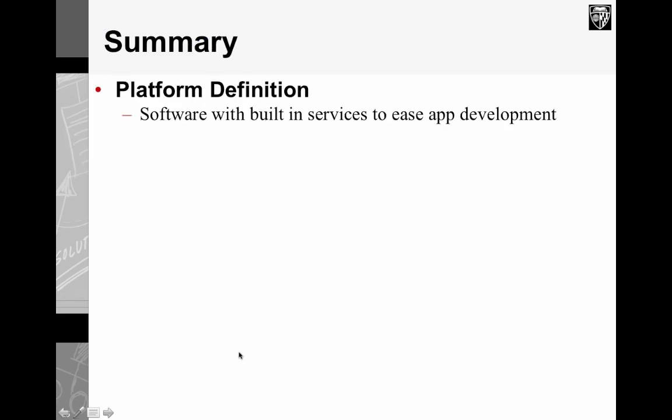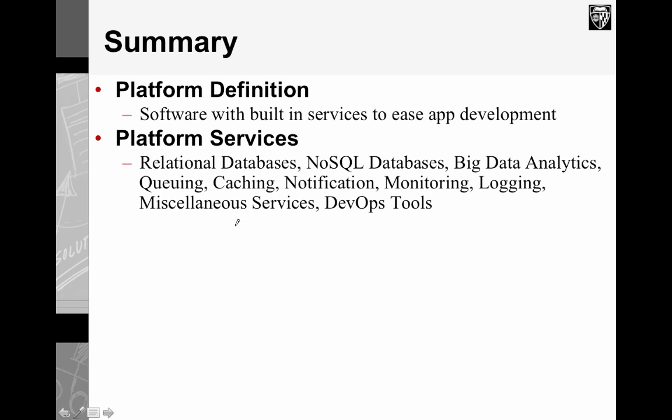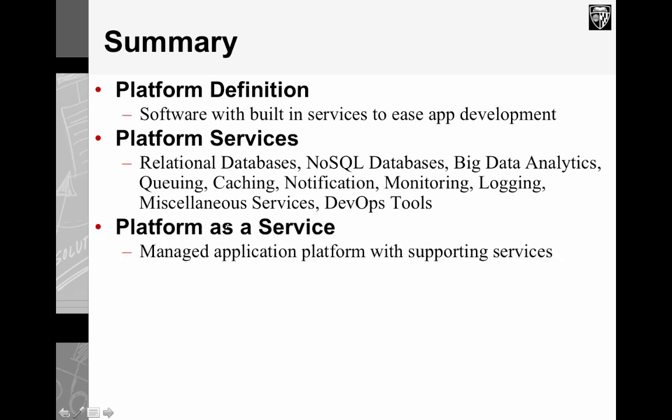In summary, we defined a platform, especially a software platform, to be a piece of software with built-in services to ease development. We defined platform services as various services that the application server works in conjunction with in order for us to get persistence, queuing, notification, monitoring, logging, and other services, including DevOps services. There is also platform as a service, which is really a managed application platform with supporting services. When we say managed application platform, it's a platform that's available in the cloud. The cloud provider is automatically giving all these platforms built on top of the IaaS platform.